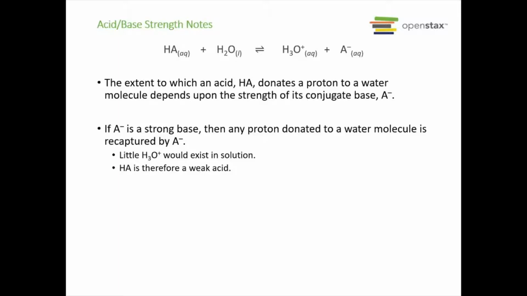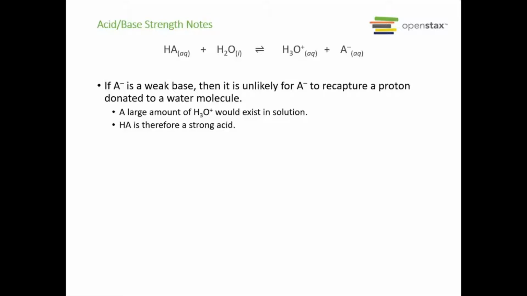Some other things to know is the extent to which an acid donates a proton to water depends on the strength of its conjugate base. So if its conjugate base, A minus, is a strong base, then any proton that's donated to a water molecule is going to be recaptured by that A minus, by that base. So it sees that proton, it's going to take it right off again. That means we're not going to have much hydronium in solution because you have all this base there taking it away. So because of that, our HA, this starting acid, is a weak acid. The stronger the base, the weaker the acid. The stronger the acid, the weaker its conjugate base.